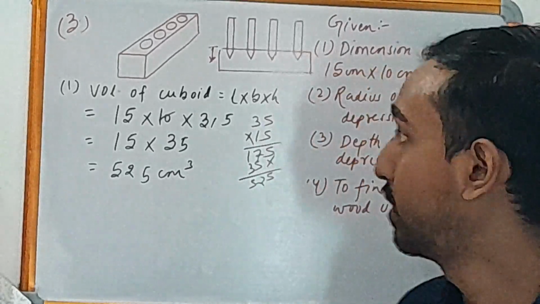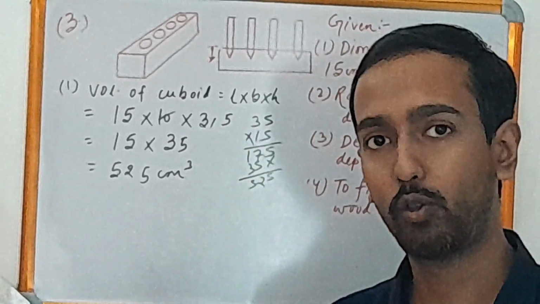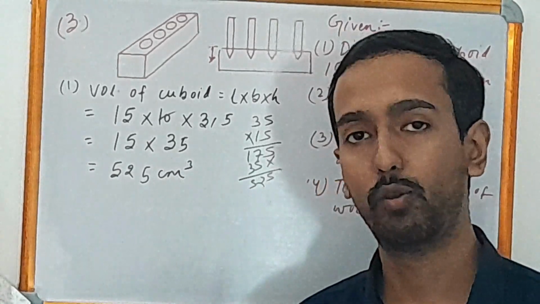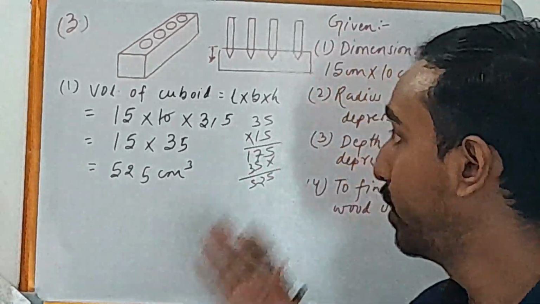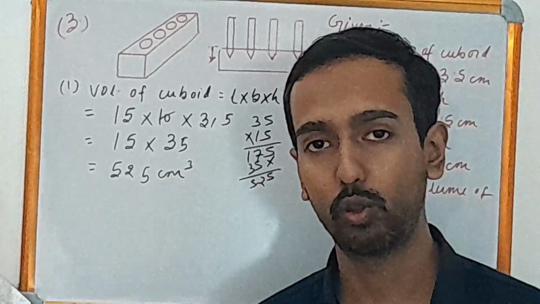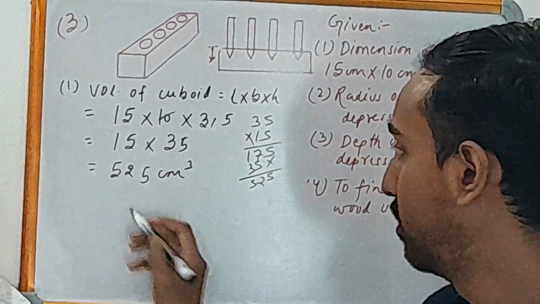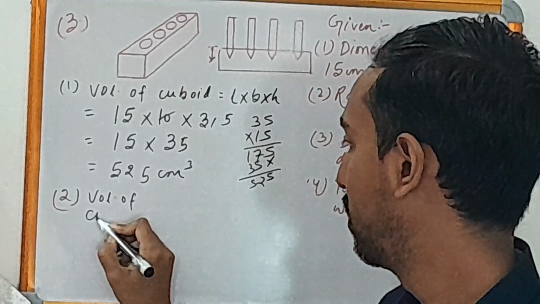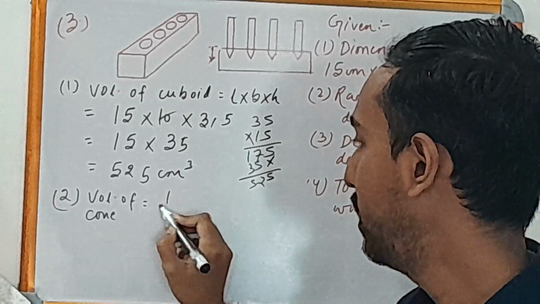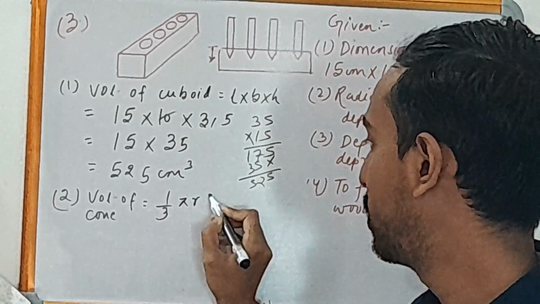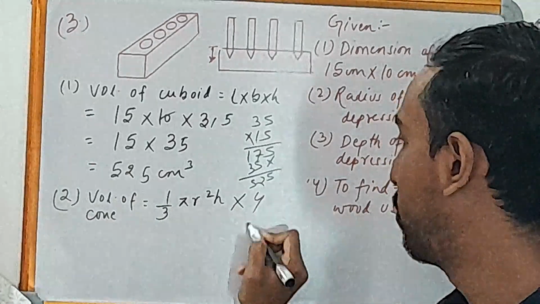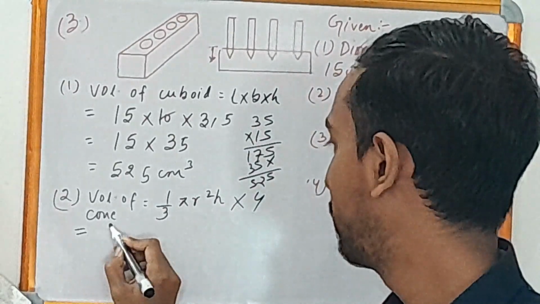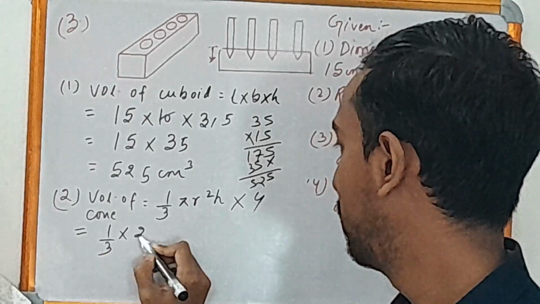Now, since there are 4 conical depressions, the total volume of the depressions can be found by multiplying the volume of one conical depression by 4. We know that these are conical in shape, so we will first find the volume of the cone. The volume of the cone is given by 1 by 3 pi r square h, and this has to be multiplied by 4 because there are 4 conical depressions. So the answer is given by 1 by 3, 22 by 7.